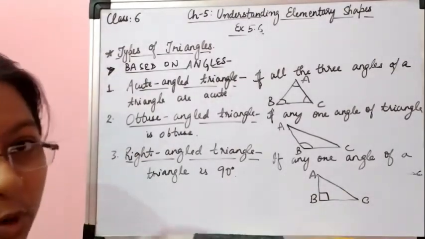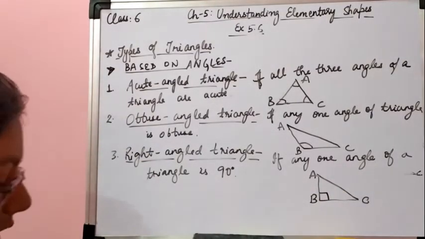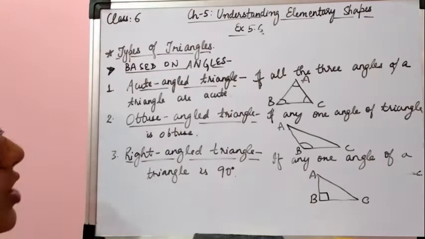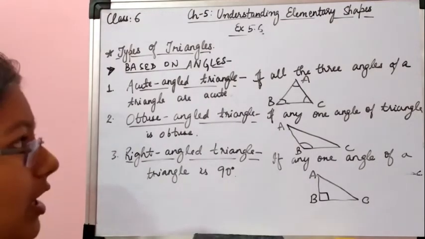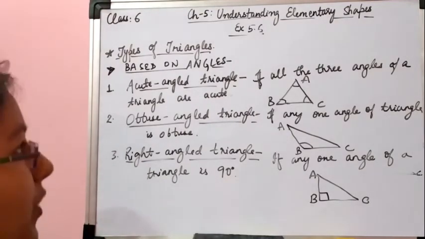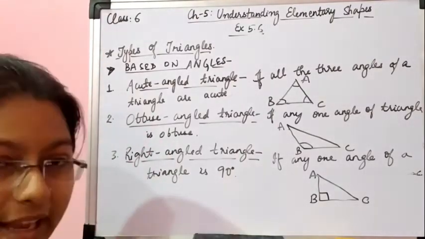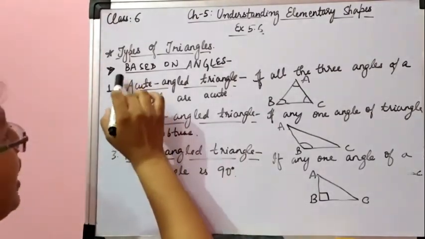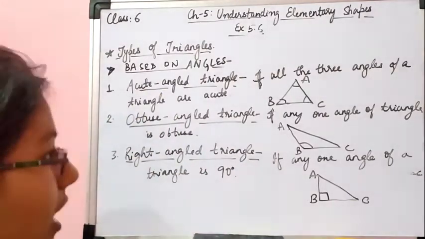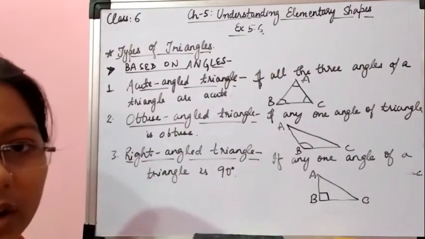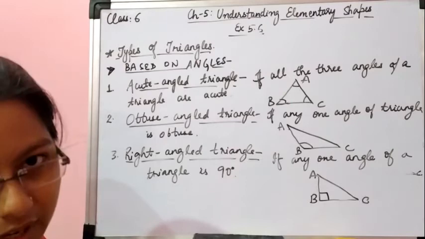Thus it is an obtuse angled triangle. So whenever the question is regarding classification of triangles, if sides are given to you, then you will classify on the basis of sides. If angles are given to you, then you will classify on the basis of angles. So in all we have 6 types of triangle.